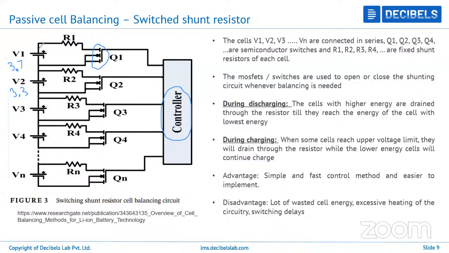Current then flows through this resistor. It flows through the resistor and dissipates its energy in the form of heat, and gradually 3.7 will be reduced till 3.3 volts is reached. So that's the voltage of cell number 2. This will be how the passive balancing works, right?